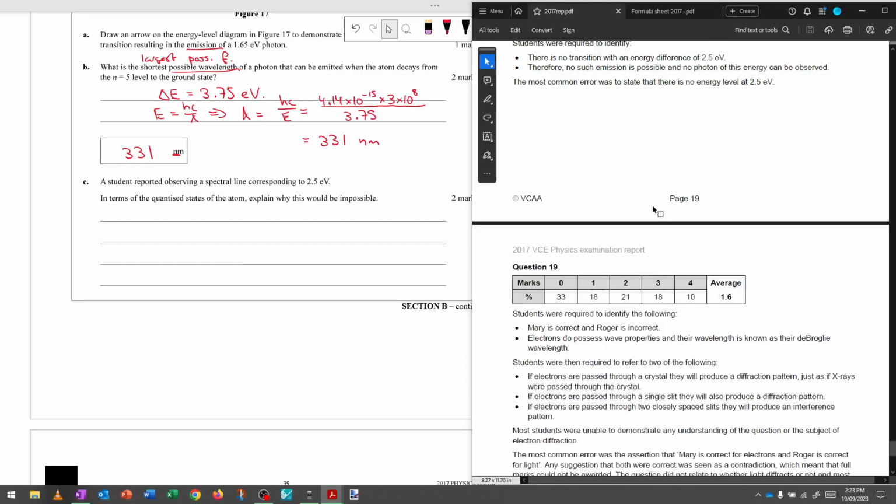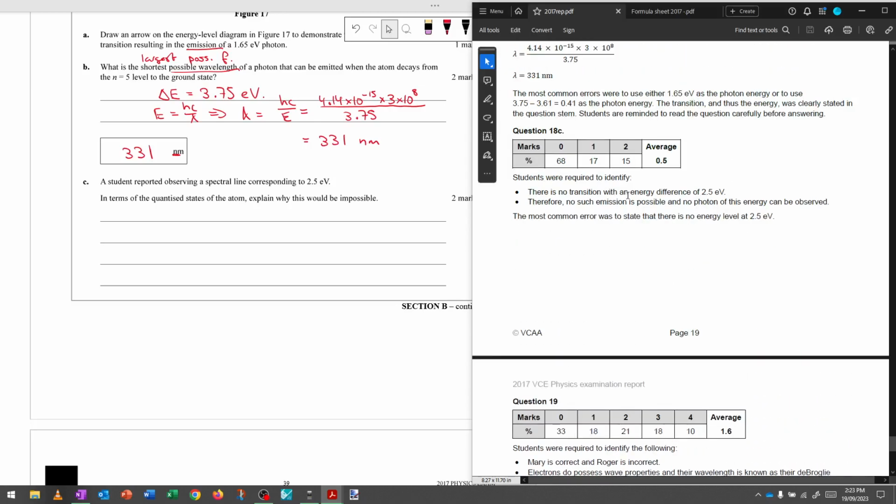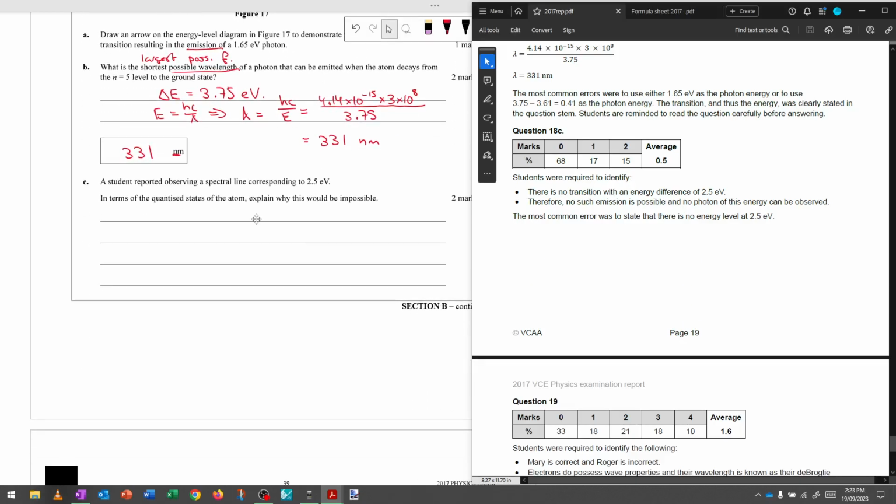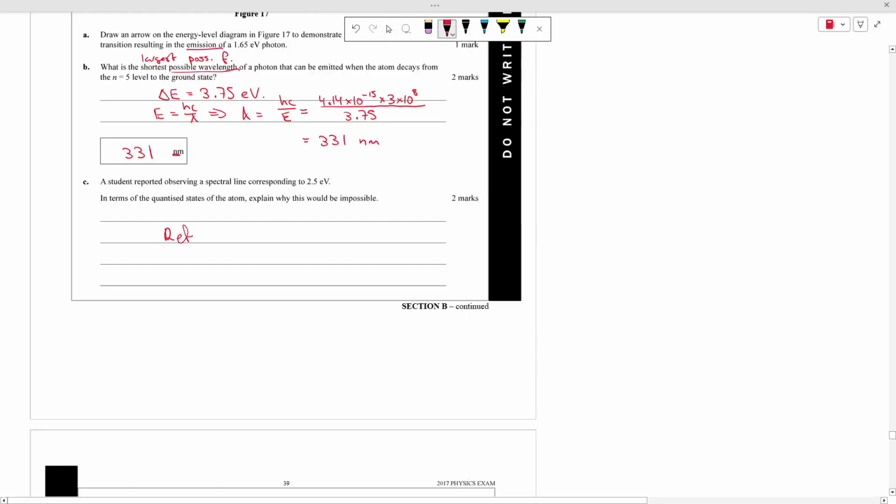The examiner's report says exactly what I just said. There's no transition with energy difference of 2.5, therefore no such emission is possible and no photon of this energy can be observed. Now, that's not to say we're looking for an energy level at 2.5 electron volts. We're looking for a difference in energy levels of 2.5 electron volts. Right, so I'm just going to say refer to the exam report.